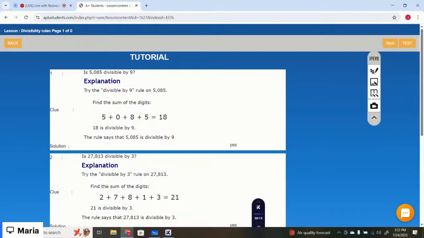So 5 plus 0 plus 8 plus 5 makes 18. So 18 is divisible by 9, right? That means the number is divisible by 9. Let's just start with the test questions.